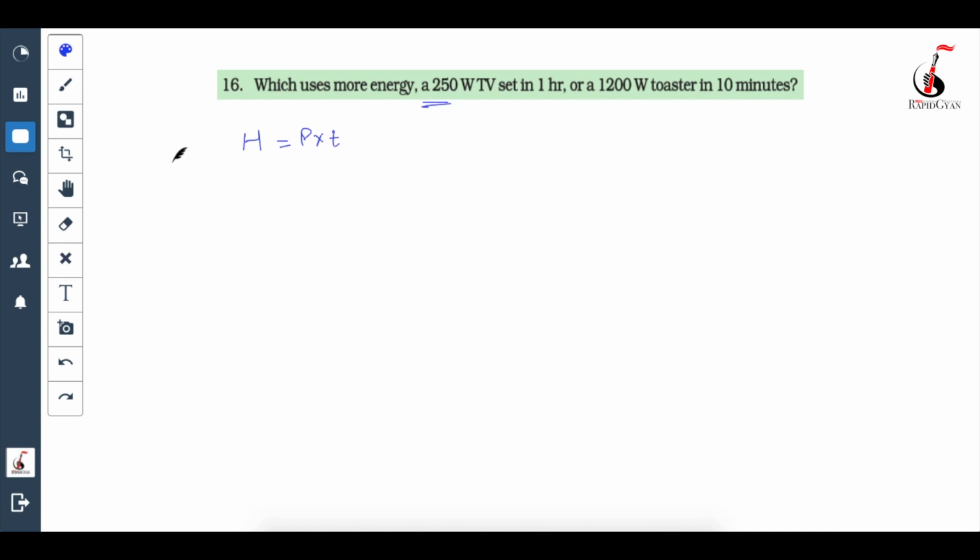So power is given 250. Let's talk about case 1. Power is given 250 watt, so write 250 into time. Time is 1 hour. What is the SI unit? SI unit is second, so you'll have to convert this hour into seconds, which is equal to 3600 seconds. So what will be the total energy? If you multiply this, you will get 9 into 10 to the power 5 joule.